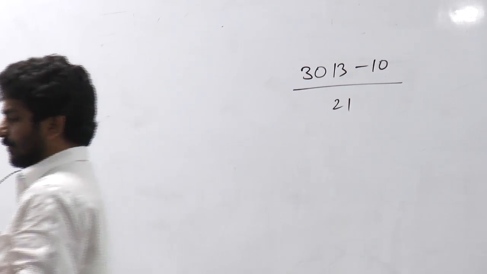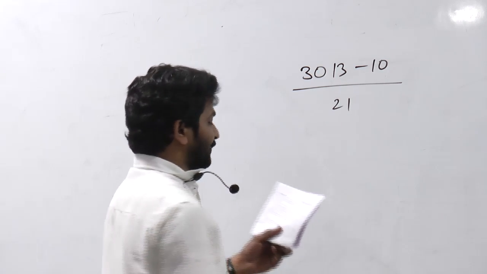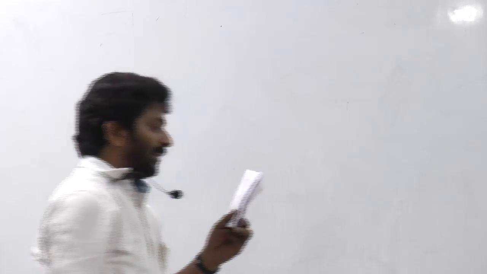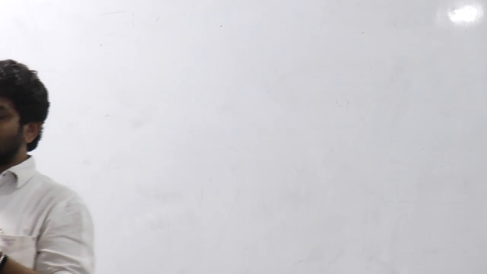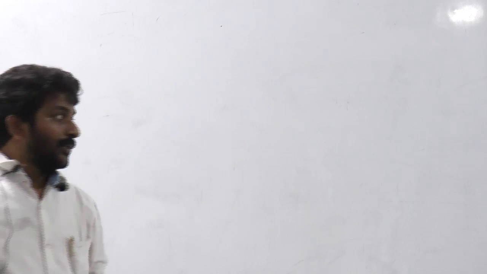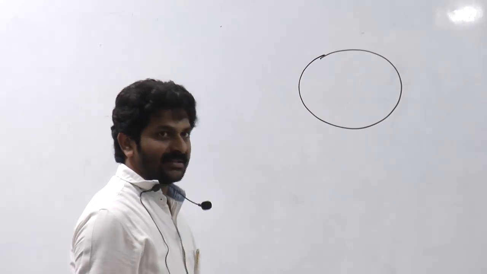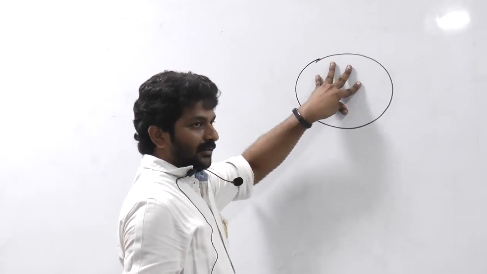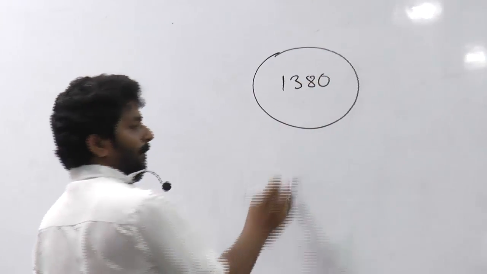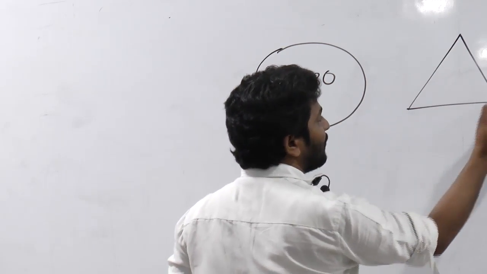41. A wire when bent in the form of a circle encloses an area of 1386 square centimeters. What will be the enclosed area when the same wire is bent in the form of an equilateral triangle? Right. So we have a wire. When you form a circle with this wire, it encloses an area which is equal to 1386. In the same way, if you form an equilateral triangle, you are asked about the area.